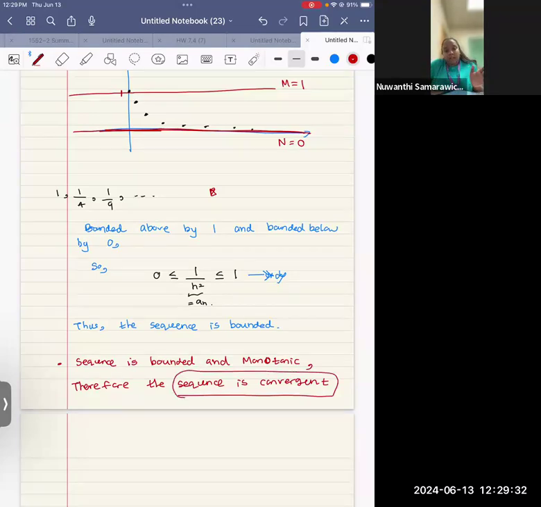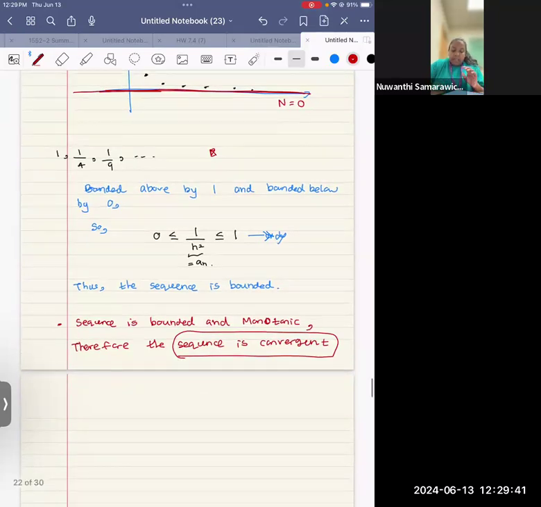Okay, so this is another way to show the convergence of a sequence. If you can check whether it is monotonic, and if you prove that this sequence is bounded, then we can say the sequence is convergent. So what does it mean by convergence of a sequence? It means as n approaches infinity, the n-th term of the sequence approaches a finite number. This is the idea. Convergent means that.